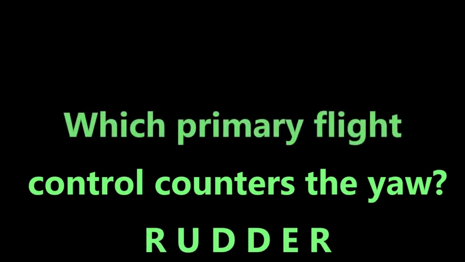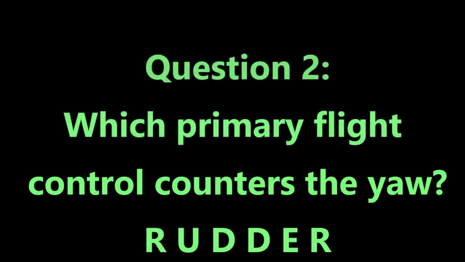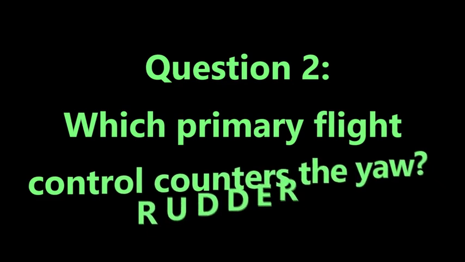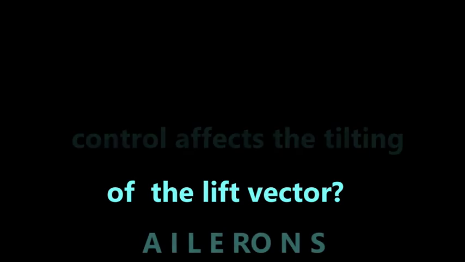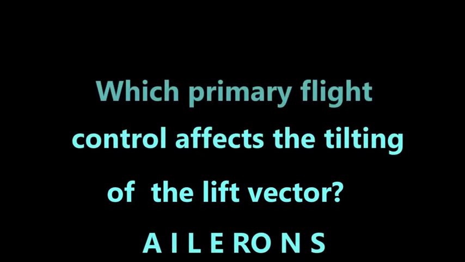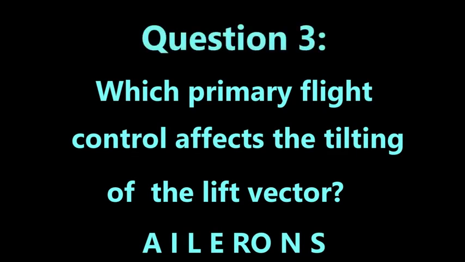Next question. Which primary flight control counters the yaw? I just said it. Option 1, ailerons. Option 2, rudder. You're right. The answer is rudder. It has to do with the yaw balance, the lateral balance of the aircraft. Which primary flight control affects the tilting of the lift vector? Tilting of the lift vector. Is it the ailerons or the elevators? That's the ailerons. I mentioned that.